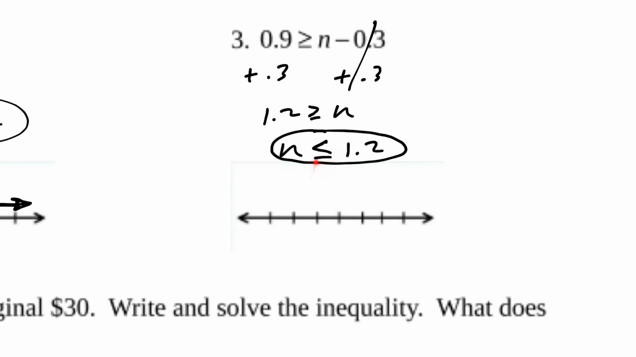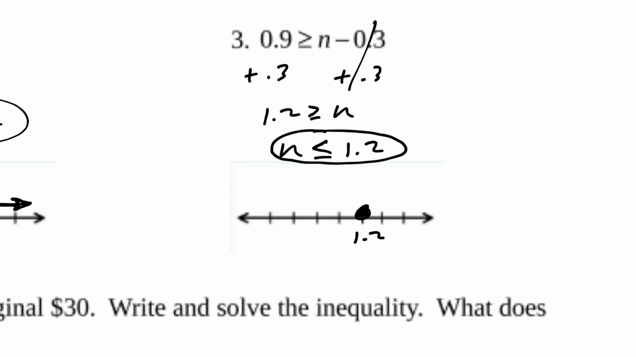This time we do have the equal to bar, and when we have the equal to bar, that means we're going to have to make a solid dot. And we have to put 1.2 on our number line. That's the only number we're going to put on there. So we're going to put 1.2, and we need a solid dot. So right here, we'll put a solid dot at 1.2.